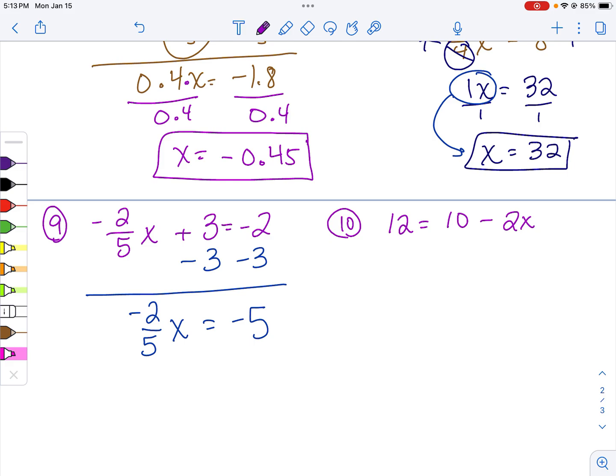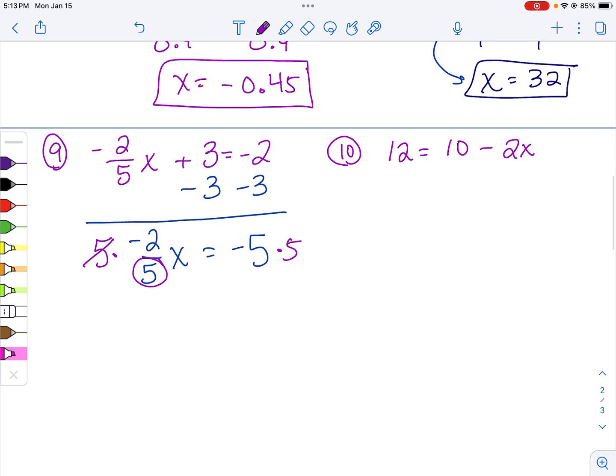All right, last 2 steps. Again, we have a divided by 5, so I want to do the opposite, and I want to multiply both sides by 5. So 5 divided by 5 gives me 1, so it goes away. So on the left side, I'm left with negative 2 times x, and on the right side, I get negative 25. All right, so again, now we have multiplication, and we have to do the opposite.